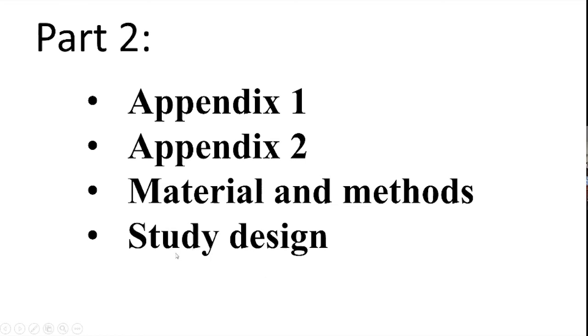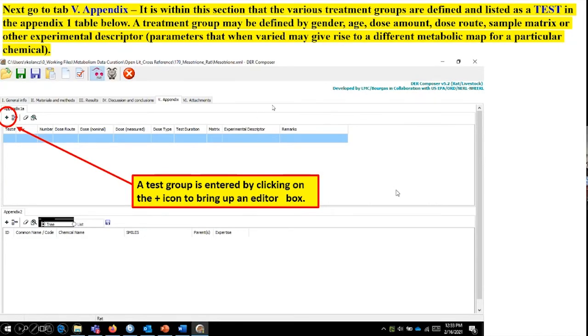Okay, thank you, Juan. So we'll move forward with part two of the presentation: appendix one, appendix two, and the implications back to materials and methods and study design. I mentioned before about moving through the population of the composer. So we started with general info, Roman numeral one, Roman numeral two, materials and methods. But before we move on to the results, or certainly any discussion or conclusion information, we need to move to the appendix. So they're a little bit out of order, but it's necessary to lay down the groundwork on how the study was conducted. And basically what these appendices do is capture the relevant information of that study.